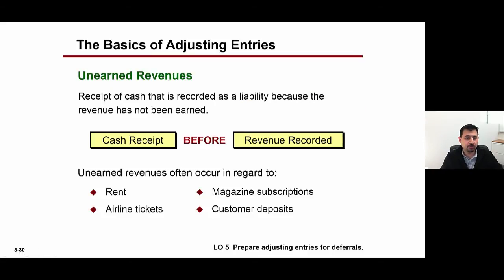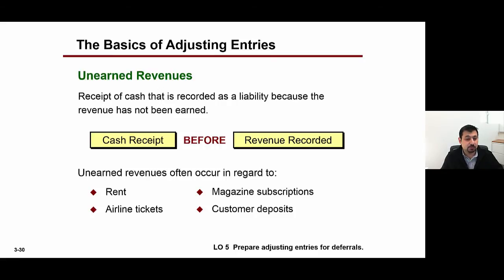Unearned revenues are the other side of the story. This is the other side of deferrals. This is when the company receives cash before they provide the service or make a sale. In other words, they receive the cash before they earn the revenue, before they record the revenue. And examples of this include rent, magazine subscriptions, etc.